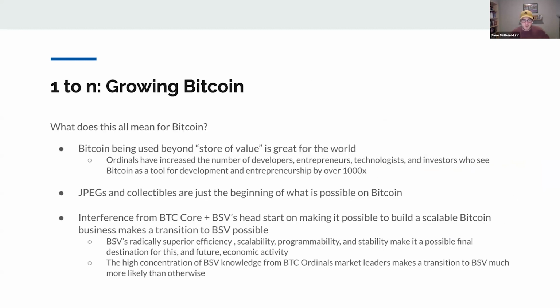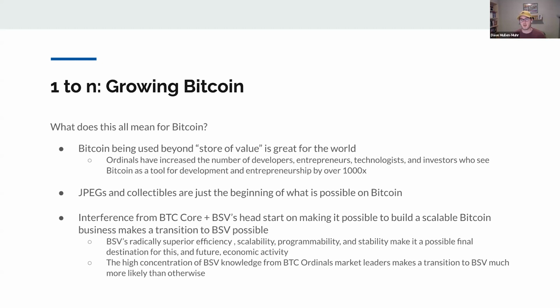So what does this all mean for Bitcoin? From the highest level, I think Bitcoin being used beyond just the store of value, buy, hold, send, receive use case, that's great for the world. We've advocated for this vision for years, that Bitcoin is a really powerful tool that can do a lot more than just be a token that you buy and wait to go up in value.